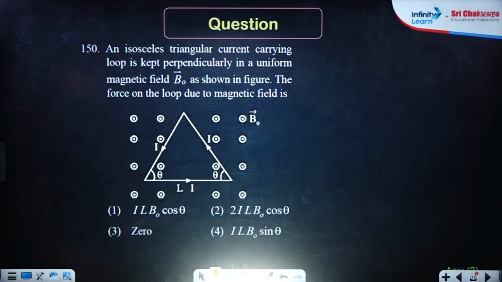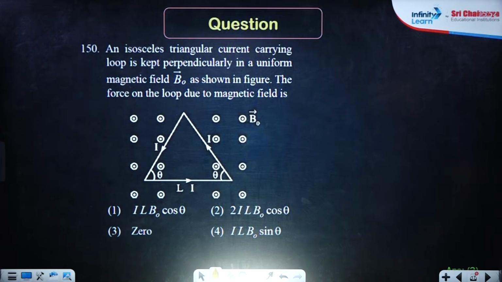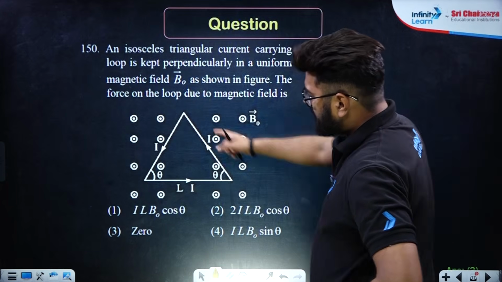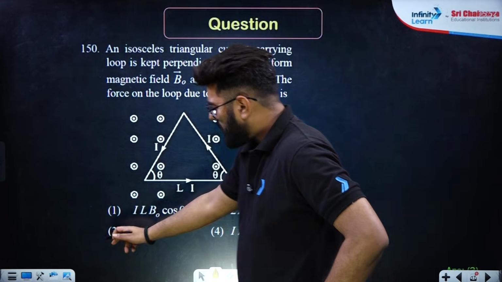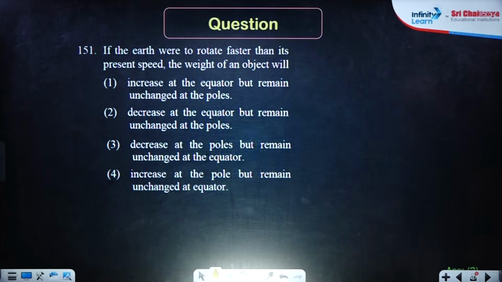Moving ahead, an isosceles triangular current carrying loop is kept perpendicular in uniform magnetic field B0 as shown. The force on the loop due to magnetic field. See, the same current is flowing, the net magnetic force will be 0. This is a very standard problem. There is no issue in this.